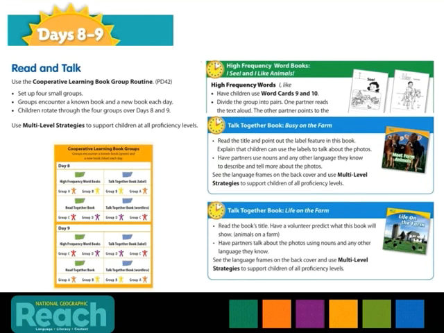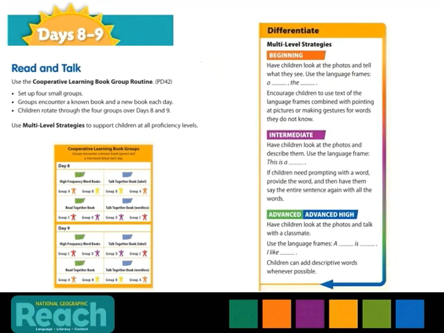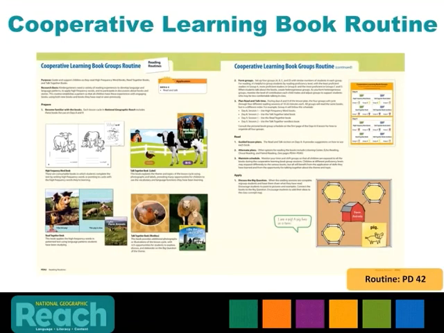As you can see, detailed instructions are provided in each book. And again, multi-level strategies are provided to support children at all proficiency levels. You can read more about the Cooperative Learning Book Group routine on page PD42 in the front of your Teacher's Edition.